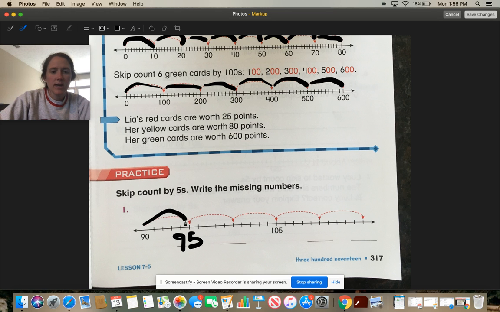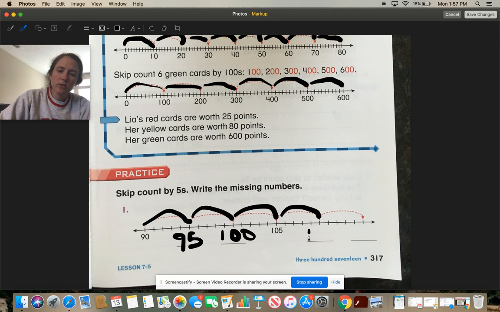So we went from 90 to 95. 95 up 5 would be 100, because 95 plus 5 is 100. Then 100 goes to 105, and 105 plus 5 would be 110. And then skip count by 5 more, and you would get up to 115.